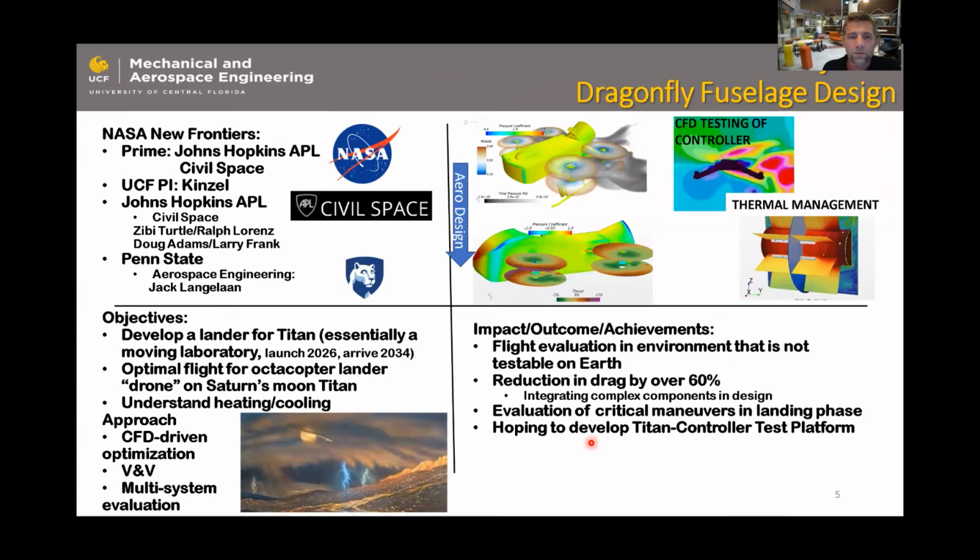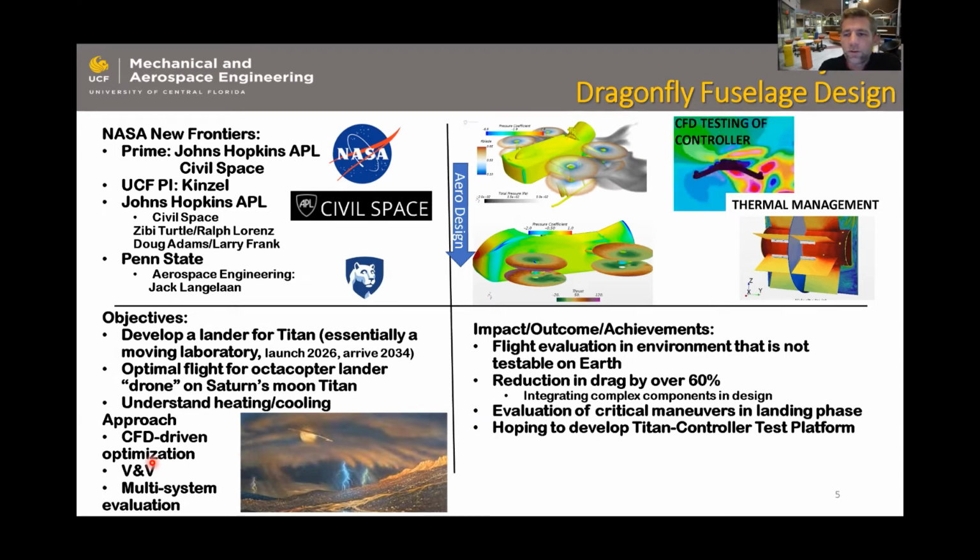The second project I'm going to talk about is a NASA-funded project. It was a winner of the NASA New Frontiers program. So it's primed through APL's Civil Space Group, and we have a subcontract through Penn State who has a subcontract to them. What is the objective of this? This is a project called Dragonfly, and what it is, is an octocopter that they're sending out to Saturn's moon Titan. And this octocopter is going to explore the surface of this moon.